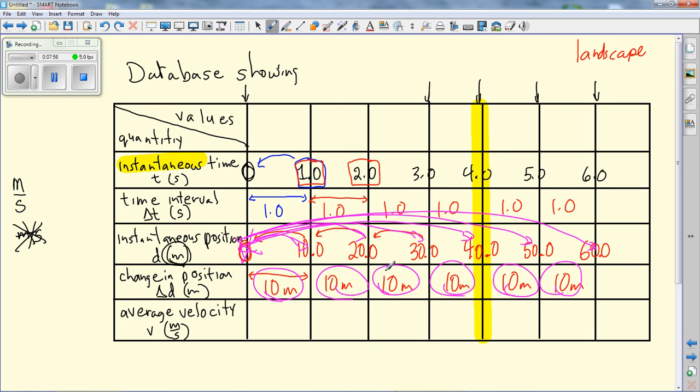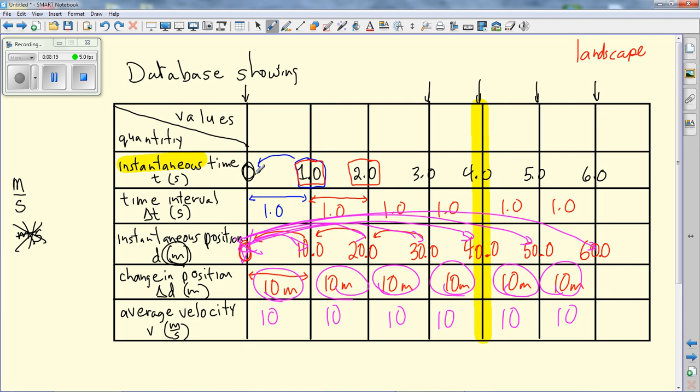1 second, 10 meters. 1 second, 10 meters. And so your average velocity, which of course is simply delta d over delta t, so 10 meters over 1 second is 10 meters per second. 10, 10, 10, 10, and 10. So we have constant velocity or uniform motion. And that is the way that you fill in a database of this nature.